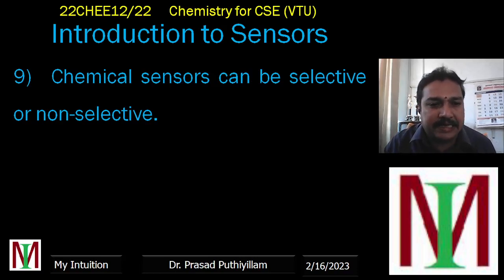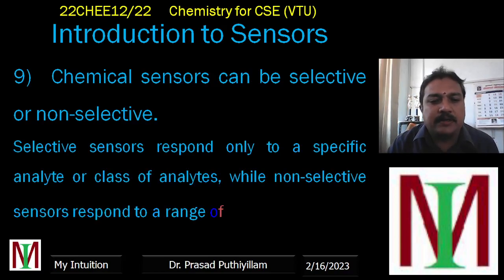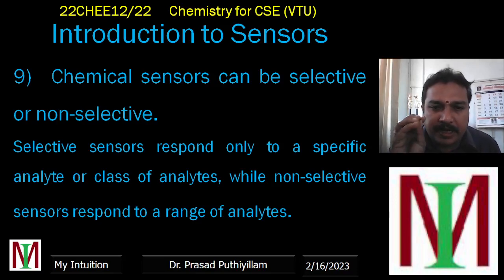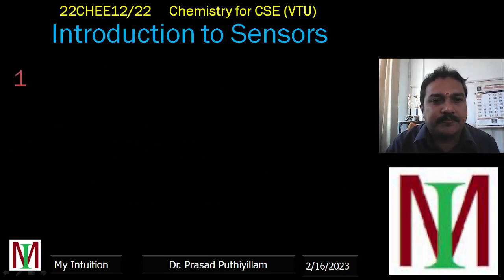Chemical sensors can be selective or non-selective. Selective sensors respond to a specific analyte or class of analyte, while non-selective sensors respond to a range of analytes. Okay, so if it is a selective sensor, then it will sense only a particular element or particular molecule which we want to sense. The other presence or absence, it will not be sensing. Whereas a non-selective sensor responds to a large number of molecules. If different molecules are present, they will be sensed and it will give the results.